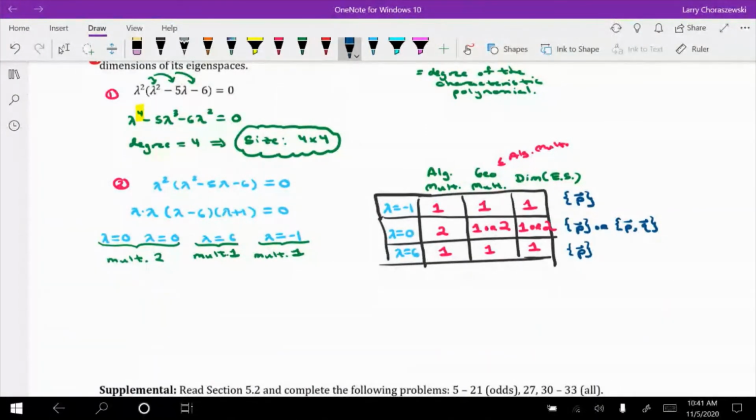Now, this matrix A would be diagonalizable if and only if this is an eigenvector basis, this is a basis for lambda equals 0, and this is the basis for lambda equals 6. And the reason for that is because the matrix is 4 by 4. So if you want to find a matrix P, then we would need 4 eigenvectors in order to do that. Should the geometric multiplicity of lambda equals 0 be 1, then there wouldn't be enough eigenvectors to construct a matrix P.